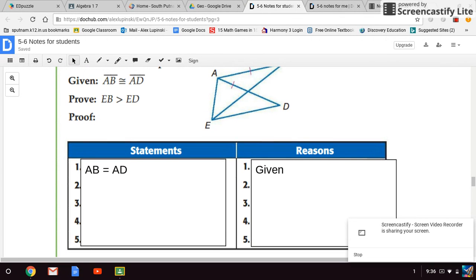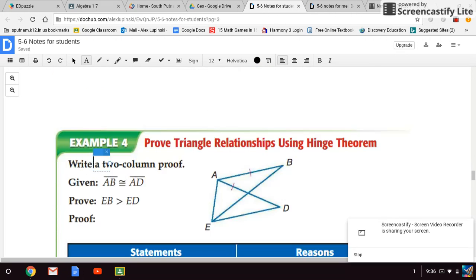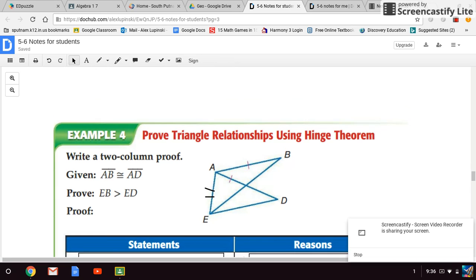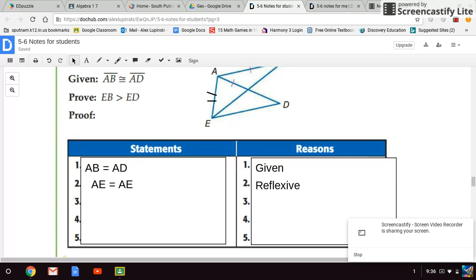Well, the book says to do this. AE is equal to AE. And I can't figure out why. Actually, I remember why: the third side has to be equal, and to use the hinge theorem, the 2 sides have to be equal. So now we have this side is equal to itself. So now that we have that, we can start using the hinge theorem.